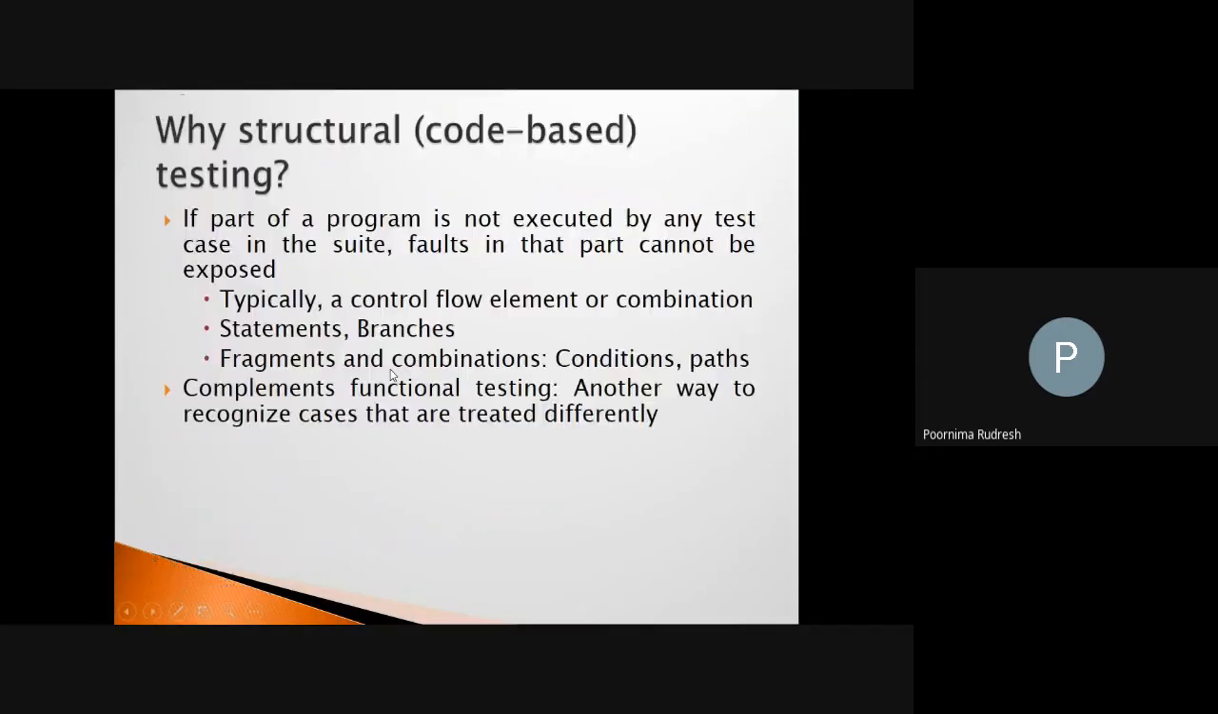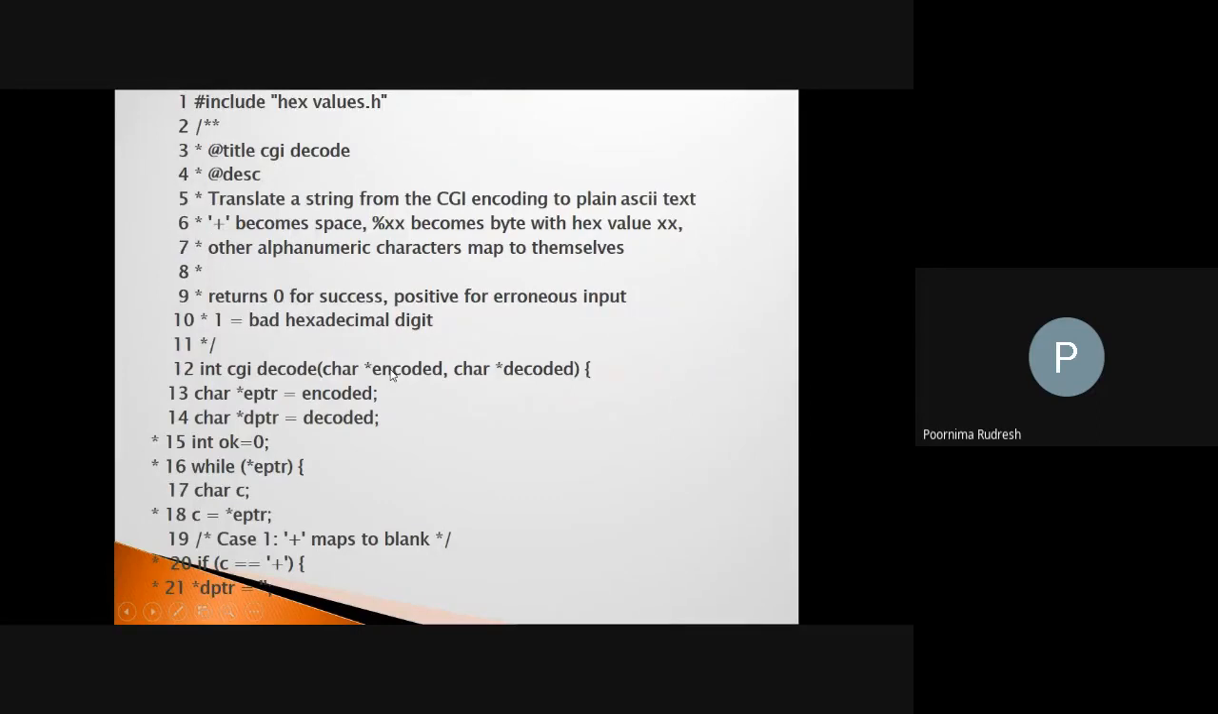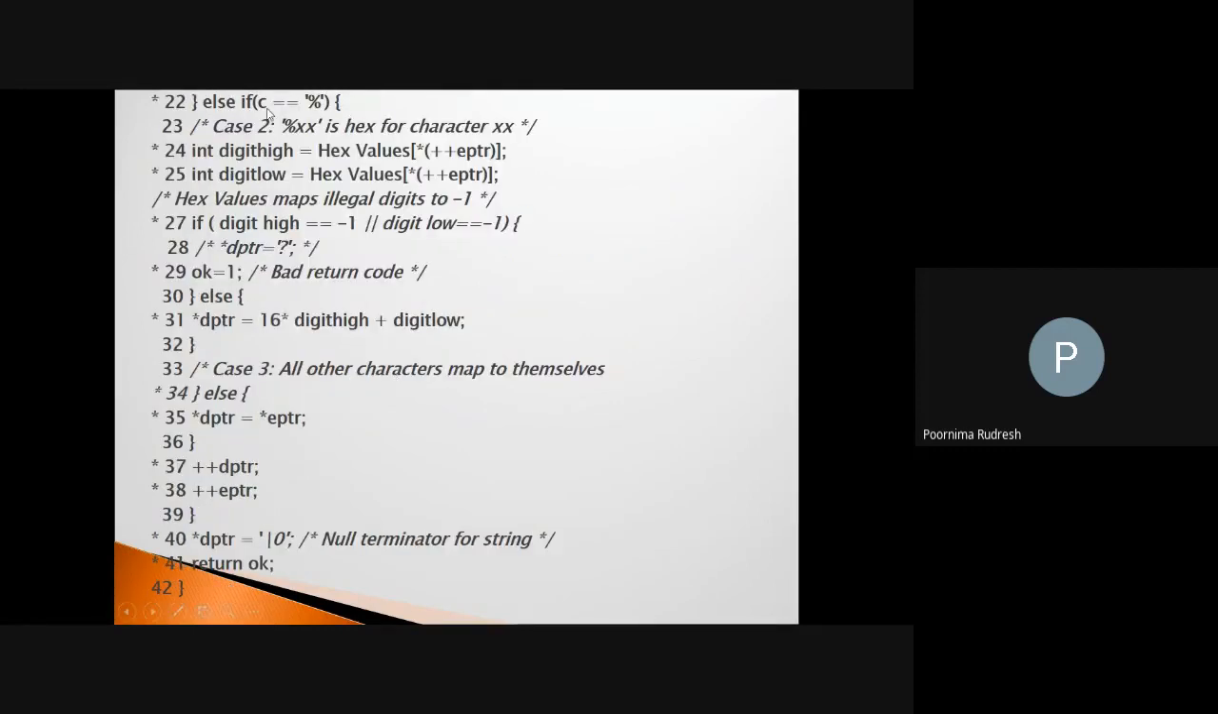One more example, if we consider here. So here, what is the main aim of this program? The aim is to encode the string into plain ASCII text, right? Means you are converting the string into ASCII text. In that, we are using the hexadecimal value. See here at line number 31, d pointer is equal to 16 star digit I plus digit low. So whatever value we are getting, that is multiplied by 16, because we are converting that into the hexadecimal value, right?